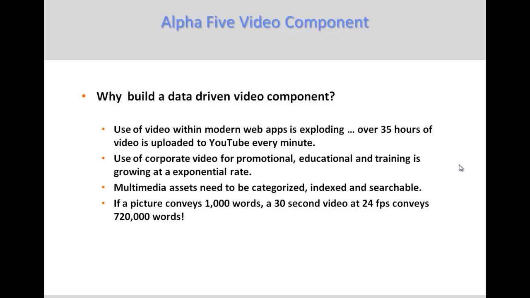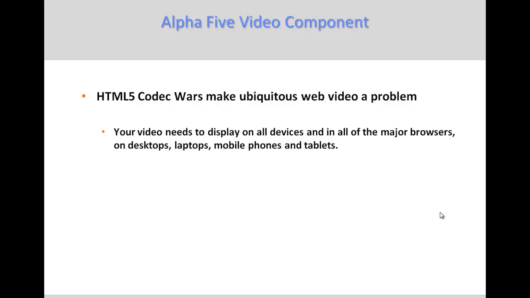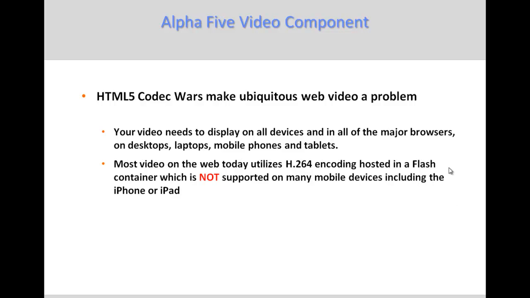And they say a picture conveys 1,000 words, so a 30-second video at 24 frames per second conveys 720,000 words. And consumers expect video. With the consumerization of IT, they expect it everywhere. But HTML5 video, which was hopefully going to solve a lot of the problems of displaying video within all of our different browsers, has a bit of an issue. There are multiple codecs supported within multiple containers, so making video ubiquitous across the web is a bit of a problem. Your video does need to display on all devices and in all major browsers, on desktops, laptops, mobile phones, and tablets. Most video on the web today utilizes H.264 encoding, which is hosted in a Flash container, which is not supported on many of the mobile devices, including the iPod, the iPhone, or the iPad.